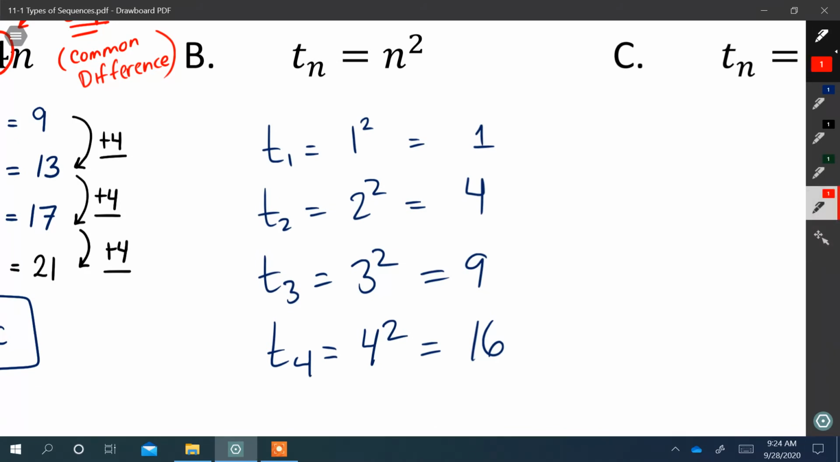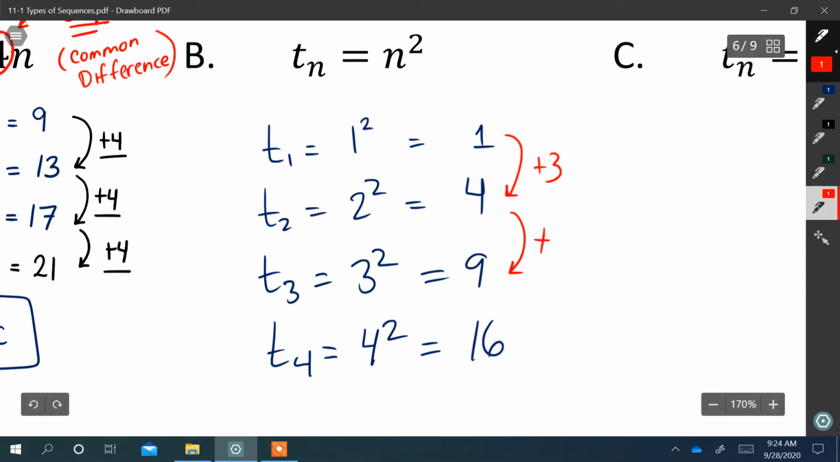Now, is this arithmetic? If I try arithmetic, I add 3 right there. But then from 4 to 9, we're adding a lot more than that. We're definitely not adding 3 again. Remember, there has to be a common difference. It can't just be add 3 and then add something else. It has to be the same number that we're adding constantly.